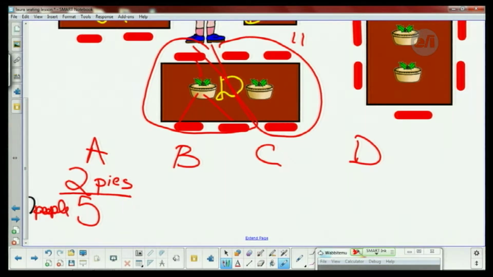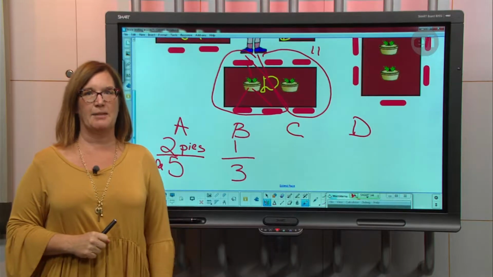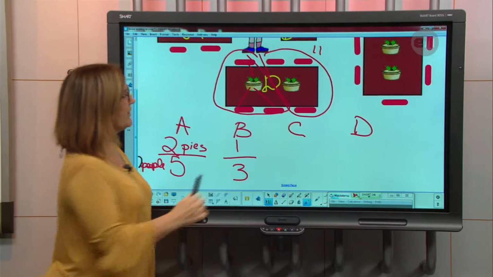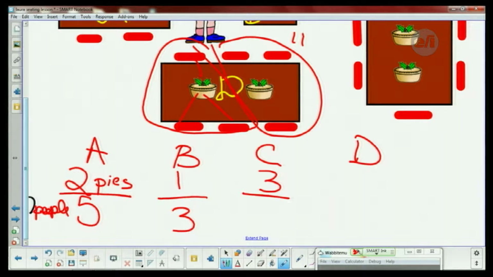All right. Table B, when we go back to table B up here, that was the one that had 1 pie for 3 people, and I'm going to put the pies on top every single time, right? That's important that you place them in the right category. Table C, way over there, that was the tricky one. That was 3 pies for 8 people. And then we look at table D, we have 2 pies for 6 people.